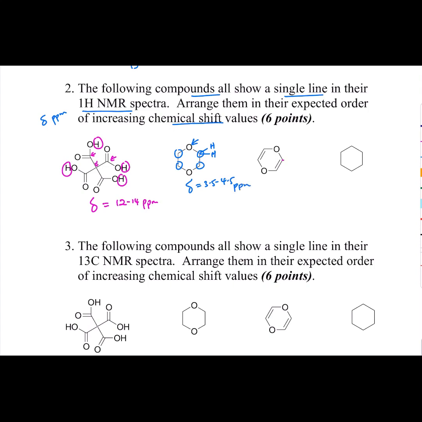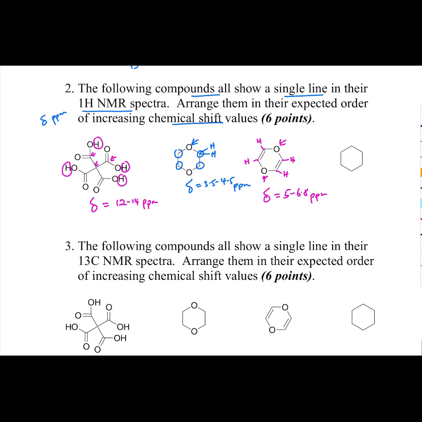Next, here you have alkene hydrogens. And of course, that alkene is next to oxygen. Typically, you expect alkene hydrogens to be around 5 to about 6.8 ppm. That's different from aromatic hydrogen, which is around 6.8 to 8 ppm.